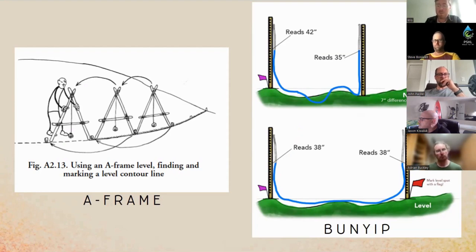We also have bunyips. Bunyips are similar to A-frames in that they also find a point of equal elevation on a landscape, but this time using water. You can see on this diagram here, if these two posts are not level, the water doesn't marry up across these two posts. But here, this is a level piece of ground between two sides, and the water is balancing out on the posts. And then between those two points, you've got a contour line.